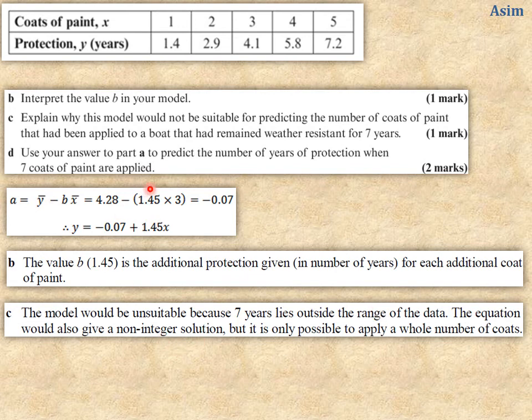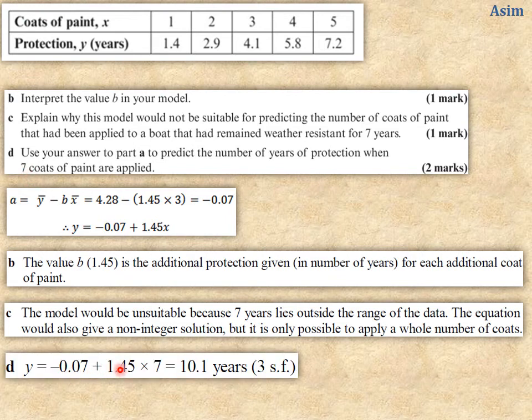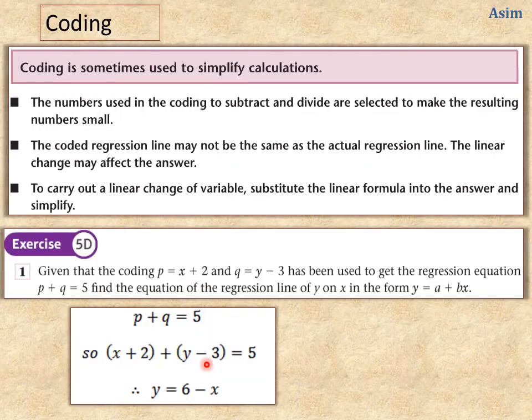And the last part is just asking you, using your answer to part A, what will be the number of years of protection when there are 7 coatings. Just substitute in the equation, that's it. So write the equation, in place of number of coats you write 7, and you get the answer of 10 years of protection. Next question. Now we are ending, we finished regression. Now we're just doing coding with regression.